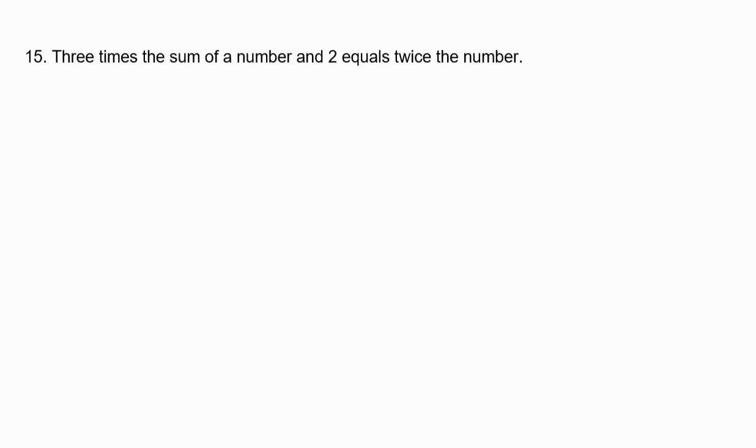Problem 15, 3 times the sum of a number and 2 equals twice the number. So remember that word sum is one of those key words, which means I want to find the word and after that. So there's my keyword, find the word and, and that is where my symbol of addition is going to go. Remember, because sum means to add. So what am I adding? I'm adding some number x and 2, and that's going to equal twice the number.